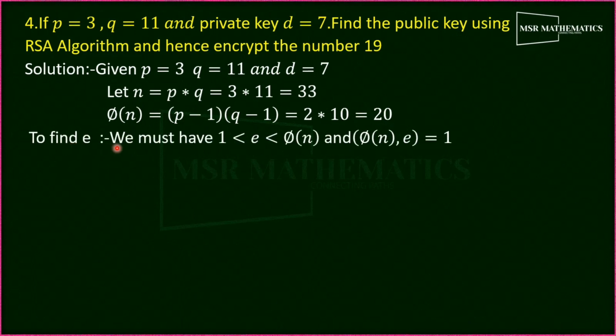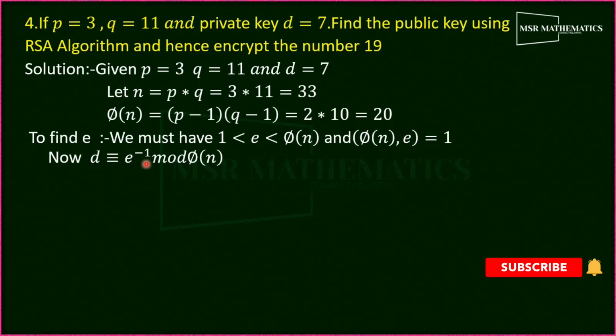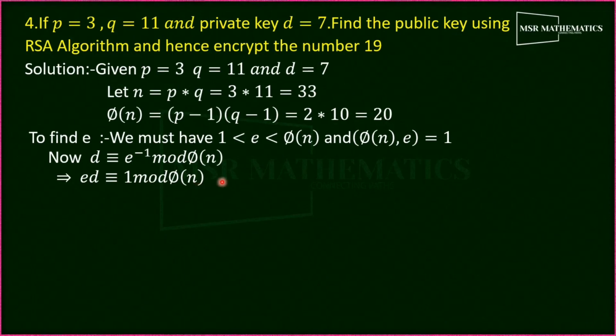So to find E value we must have the condition, that is 1 is less than E less than phi of n and the GCD of phi of n comma E is equal to 1. So they have given D value. With the help of D value we can find E value with the help of a formula, that is D is congruent to E inverse modulo phi of n, or we can take this as E into D is congruent to 1 under modulo phi of n.